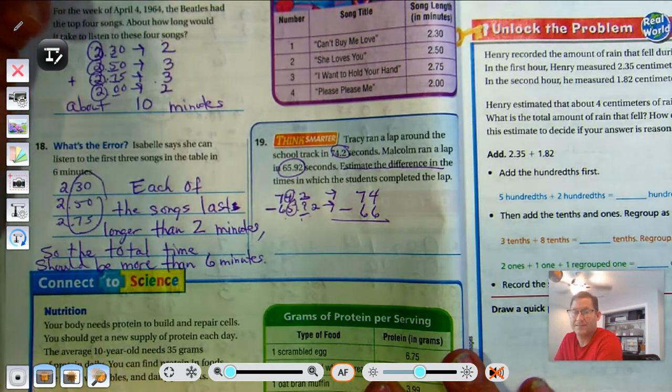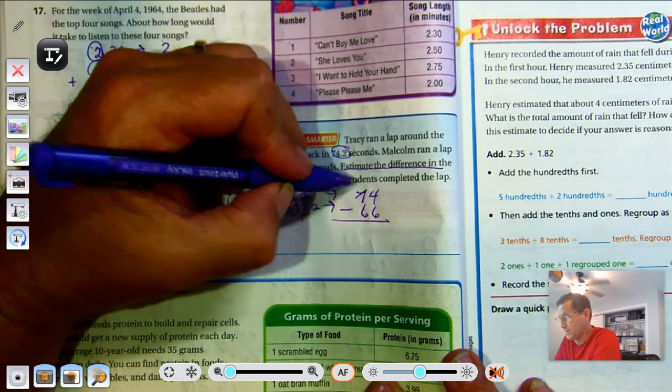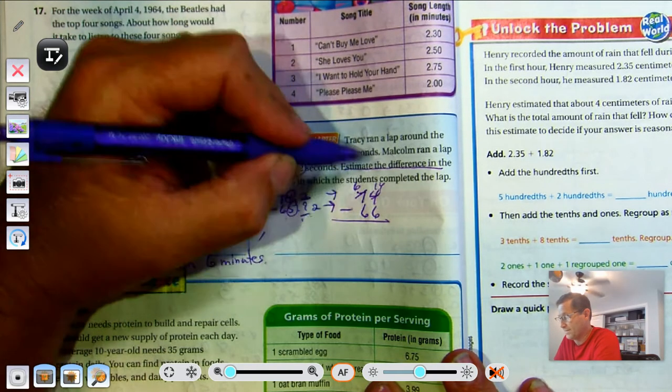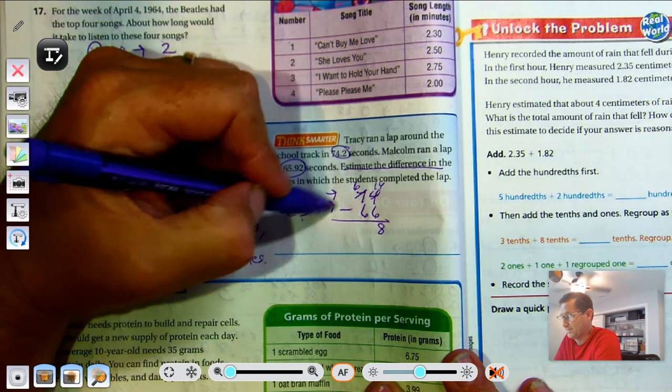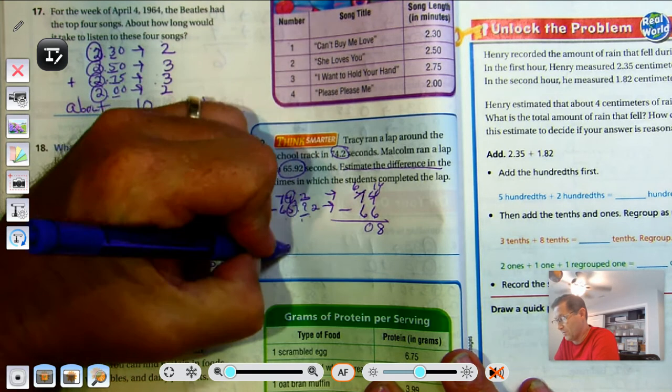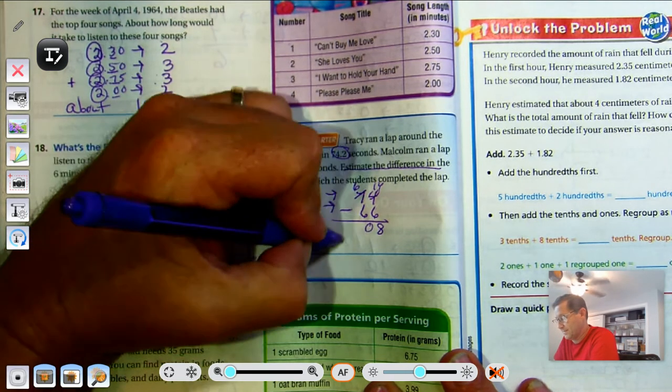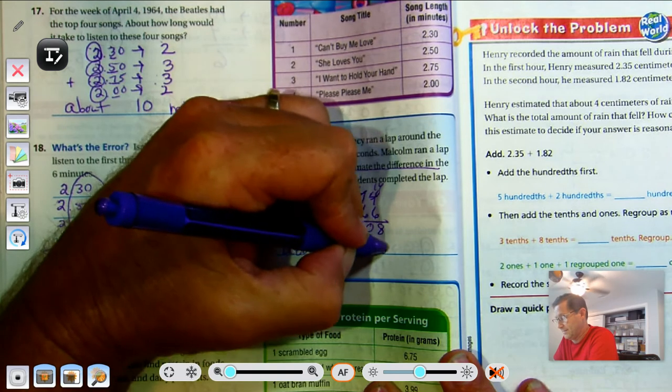Well, we can't take 6 from 4, so let's regroup. 14 take away 6 is 8. 6 take away 6 is 0, so about 8 seconds.